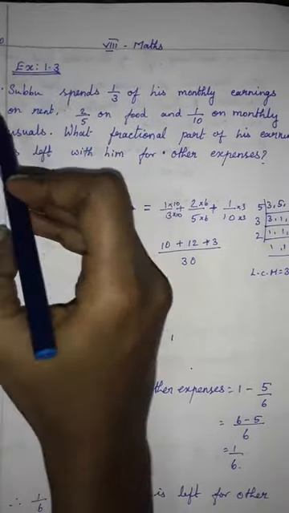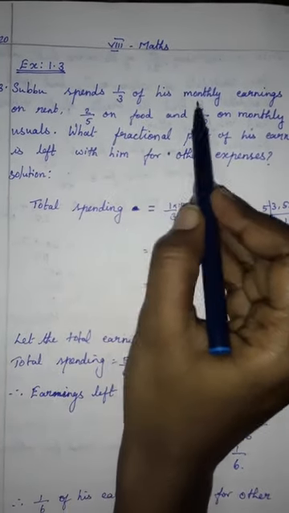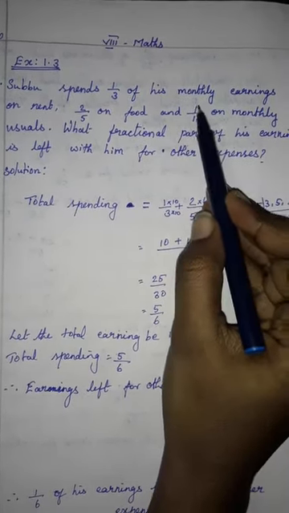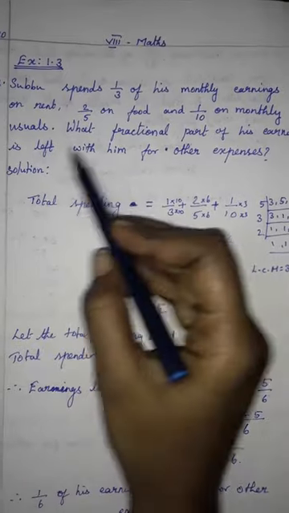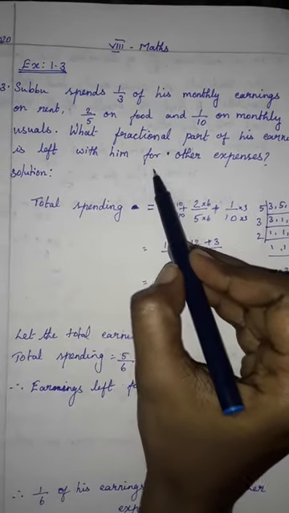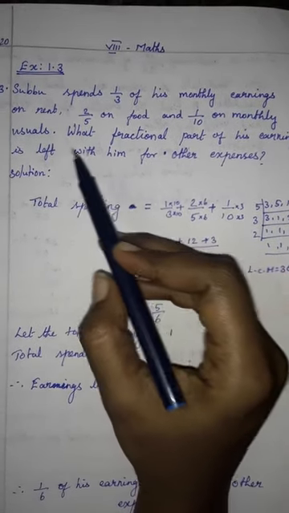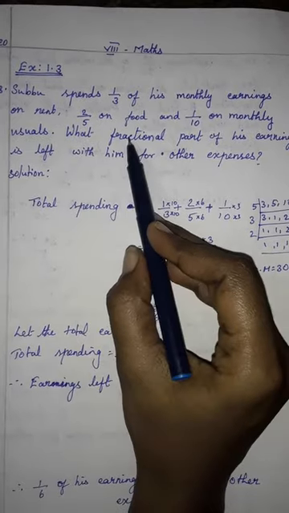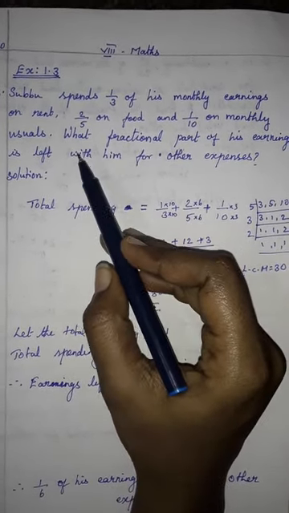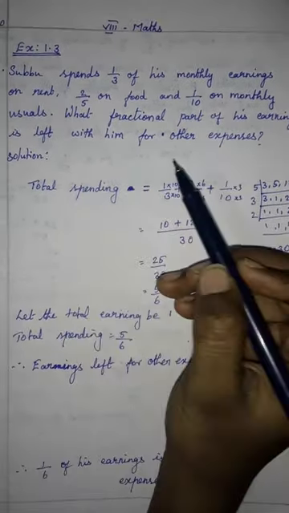Exercise 1.3. The first sum we are going to see is: Subbu spends 1 by 3 of his monthly earnings on rent, 2 by 5 on food, and 1 by 10 on monthly usuals. What fractional part of his earnings is left with him for other expenses? In this sum, the amounts spent on rent, food and monthly usuals are given as rational parts. You have to find out the rational part of the earnings left with him for other expenses.